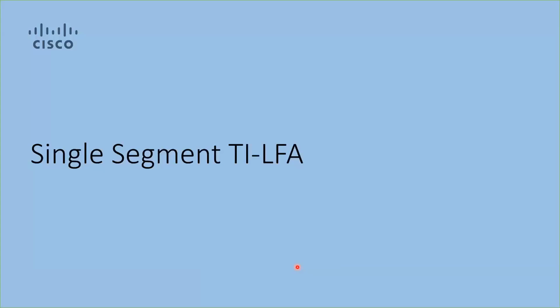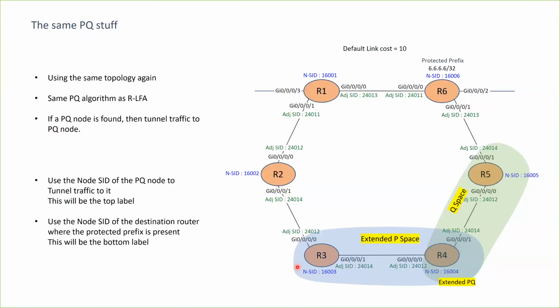Alright, now we look at what single segment TI-LFA is. Single segment is the same as RLFA, where you have one label to reach the PQ node. If using one label you can reach your PQ node, that's single segment. You're adding one single segment ID to reach the PQ node. The same thing, same extended P space, Q space. R4 is my extended PQ node.